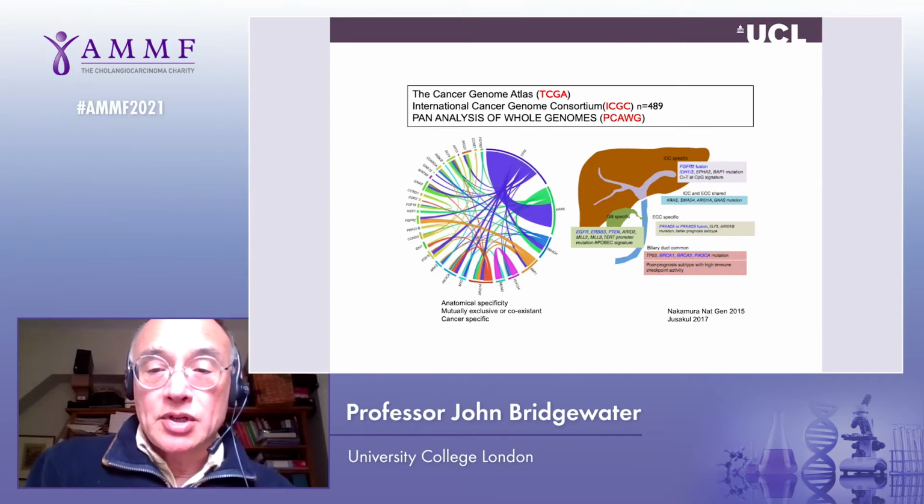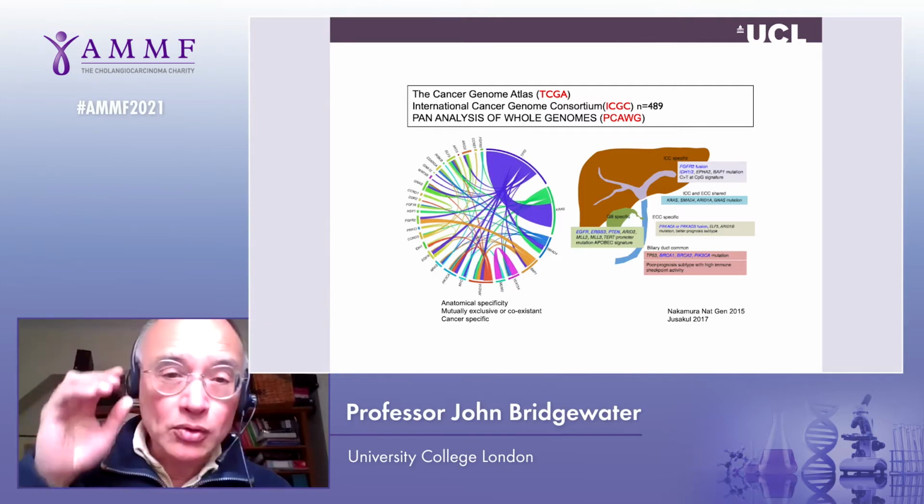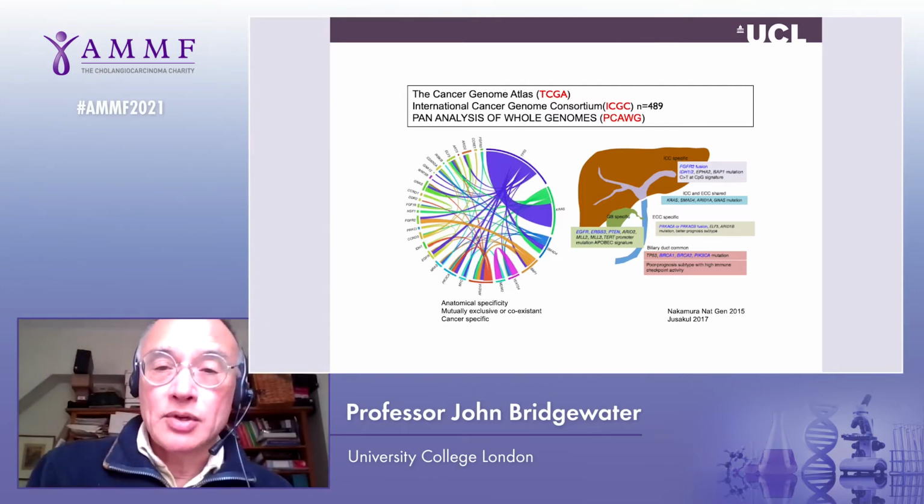And this was published originally in 2015. The Japanese published these data that we see here, and it was expanded in 2017 by the Thai and Singapore groups. And this looks at all the genetic drivers within biliary tract cancer. And it's unusual in both the richness of the potential drivers and also their targetability, and I hope to be able to explain that. There's some peculiarities about it.